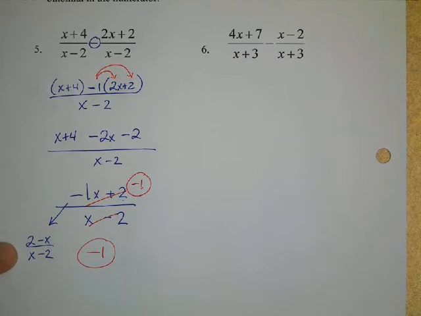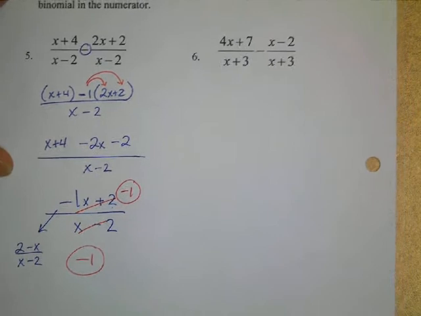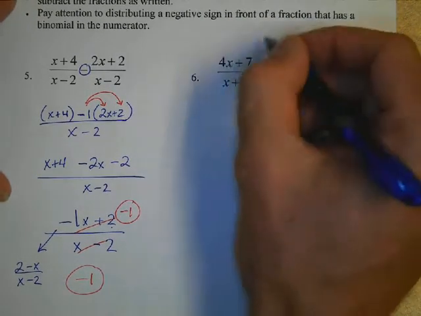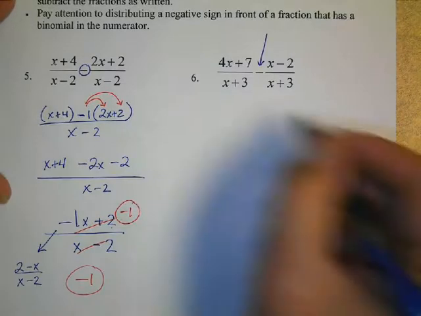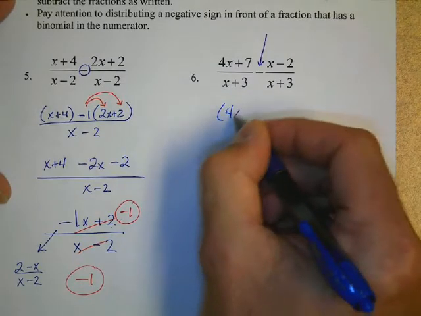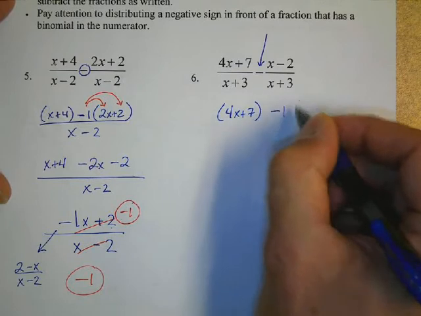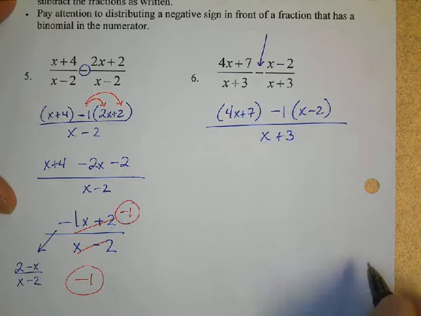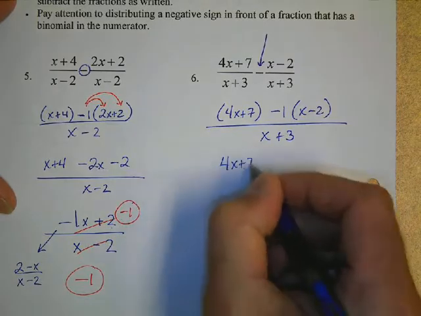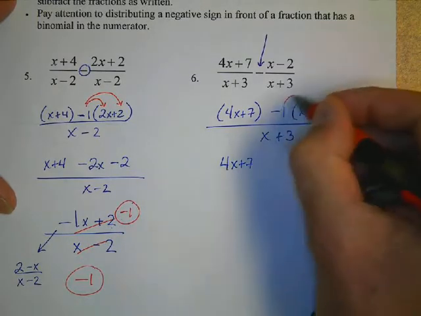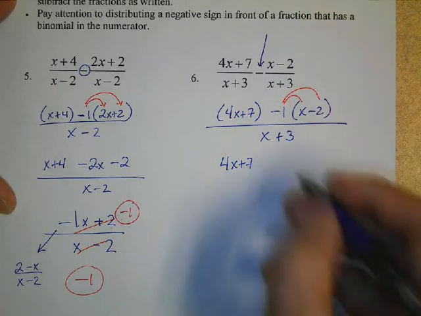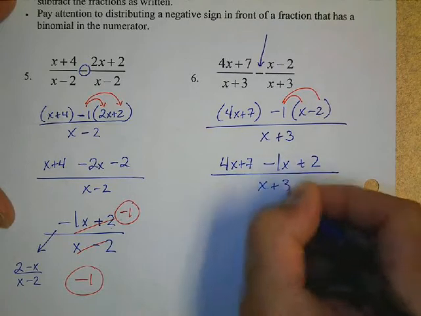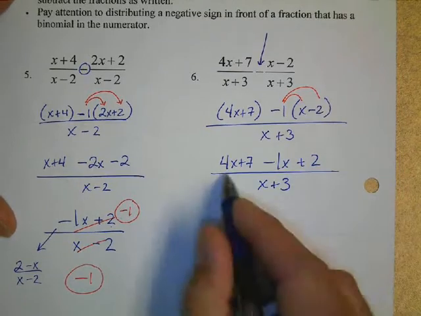So let's look at number 6. We have 4x plus 7 minus, notice the minus there, x minus 2. So let's rewrite the numerator in parentheses, minus 1 times x minus 2, and this is all over x plus 3. Now let's distribute. We're distributing the minus 1 to both the x and the minus 2. So minus 1x plus 2, all over x plus 3.